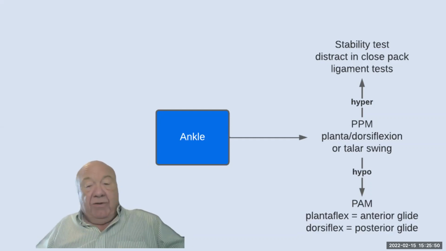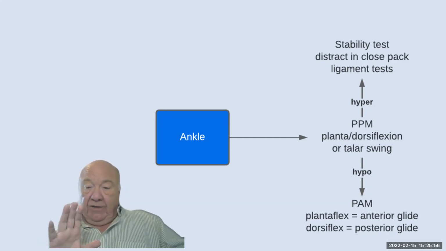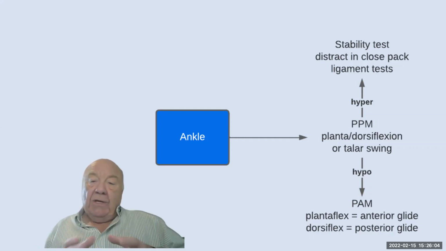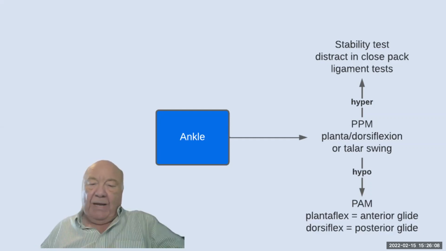And equally as important is you feel that talar tubercle move against your finger and away from it as the talus rotates in the mortise during plantar flexion. So it's a more combined test. If you do that, then you really don't have to do the PAM, because the PAM is part of that talus swing test.